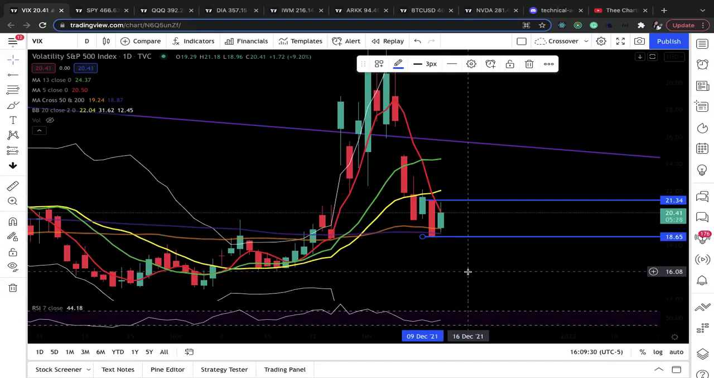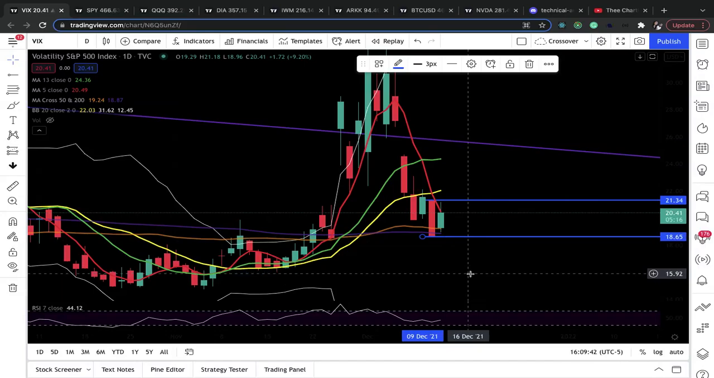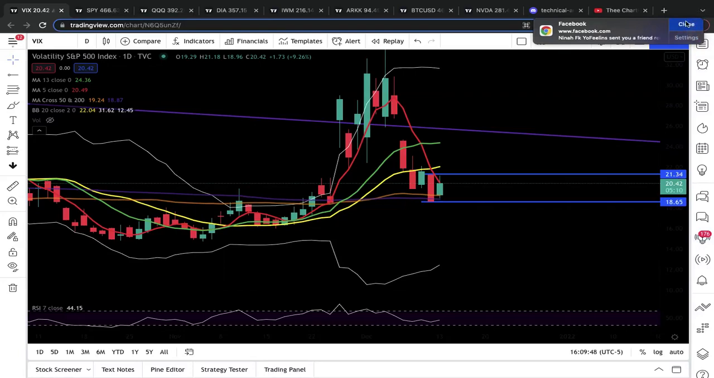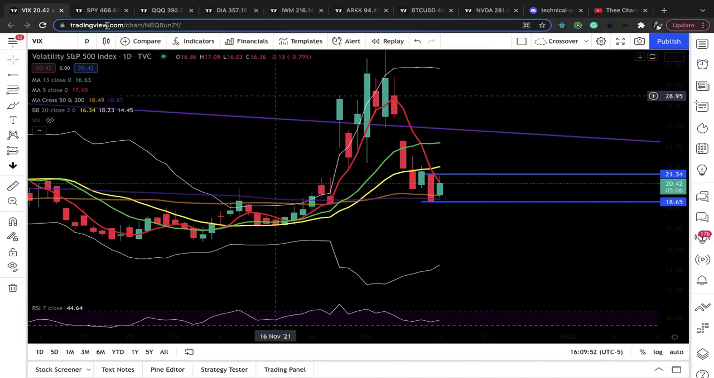Of course, you still have to manage risk and watch out for fake outs. So if the mother candle's high gets broken and it goes to the upside, that's bearish for the SPY, guys. And if the mother candle's low gets broken, there's a lot of room for the VIX to head down, and it will be very bullish for the SPY. So definitely keep your eyes on the VIX as well if you are trading the SPY.